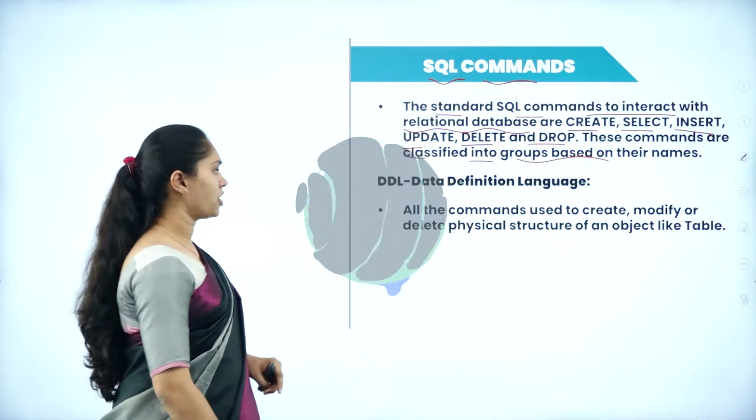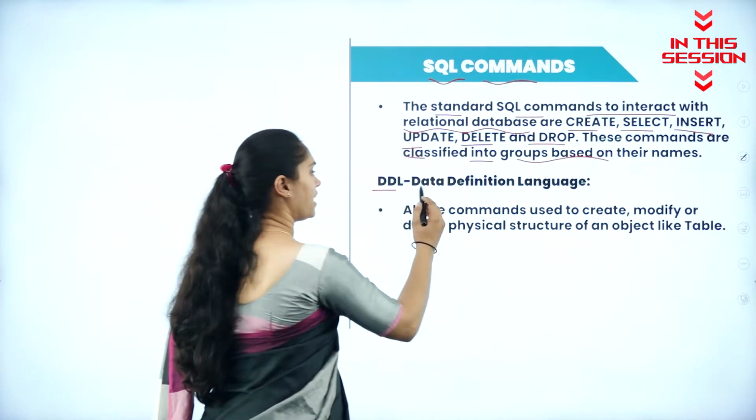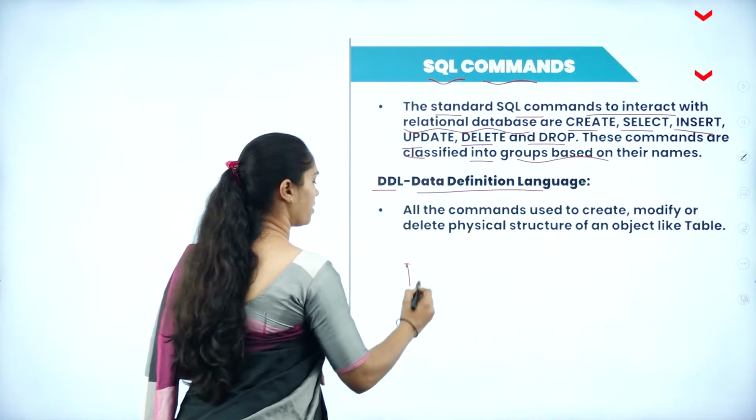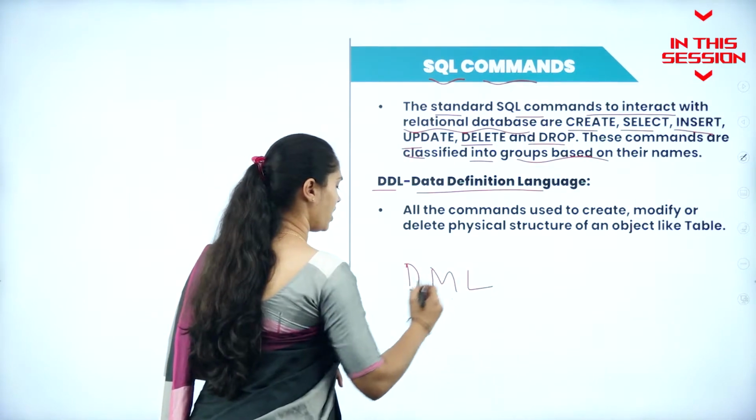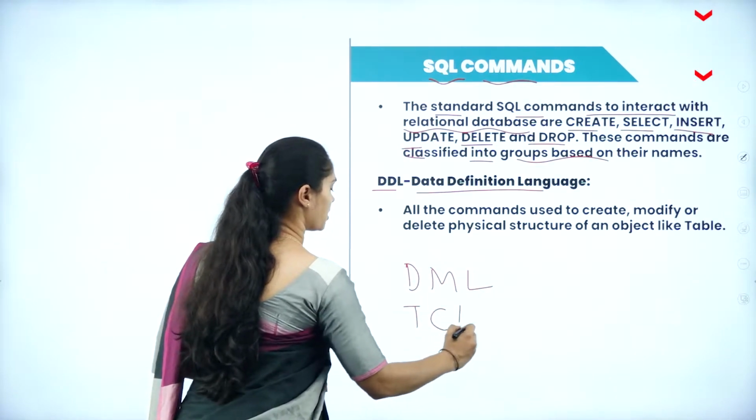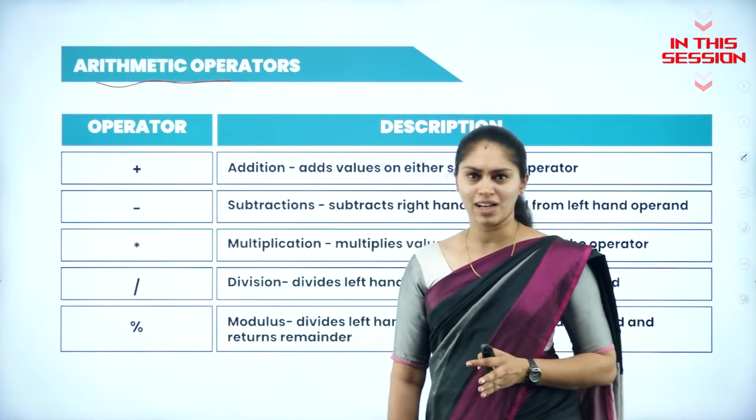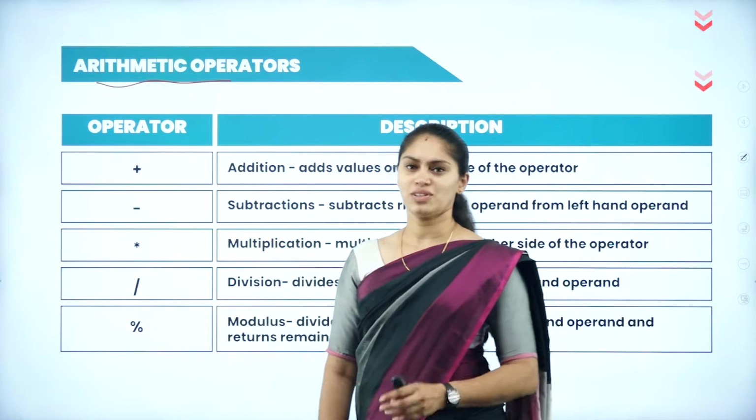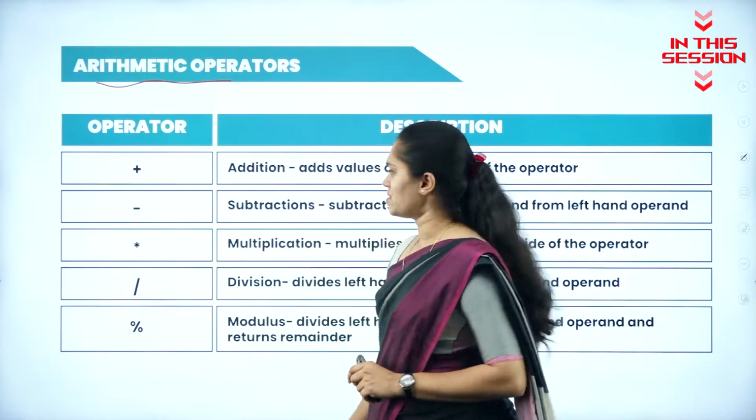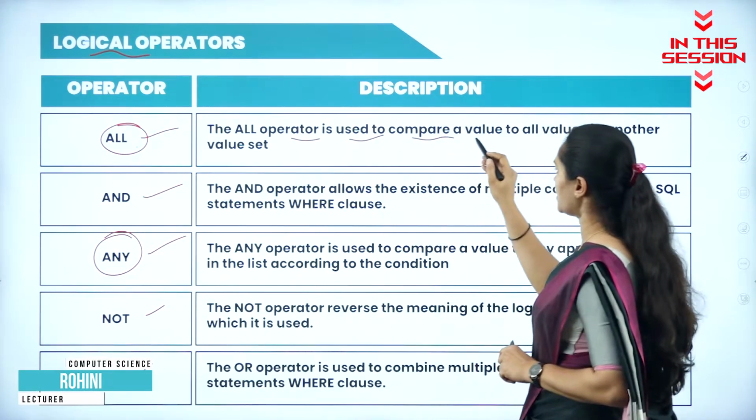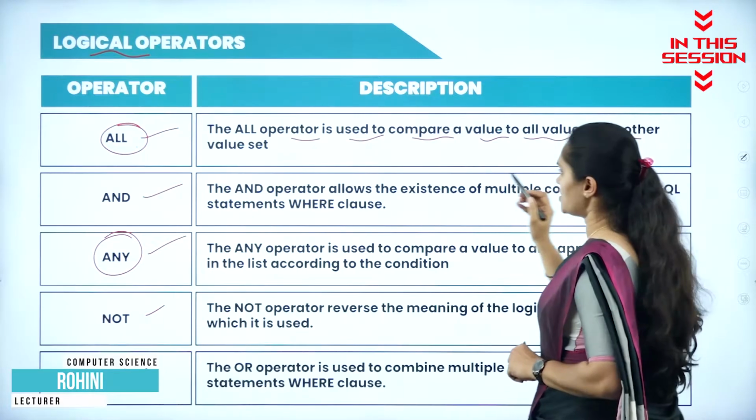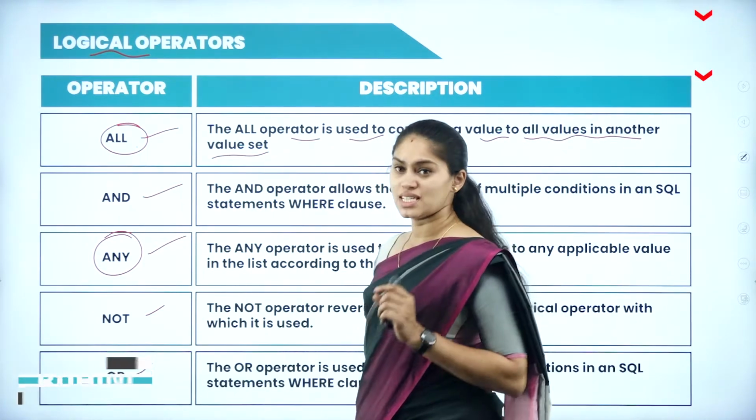In that group, we are going to have three kinds. One is data definition language, and also we have a data manipulation language, and also we have a transaction control language. So division will going to returns the quotient value, and modulus will going to gives you the remainder value. The all operator is used to compare a value to all the values in another value set.